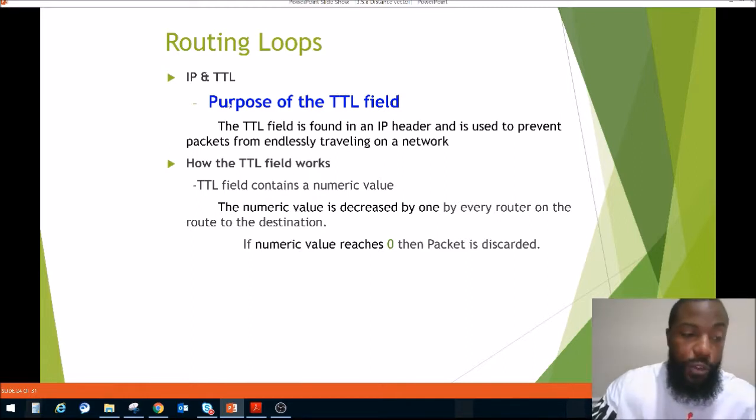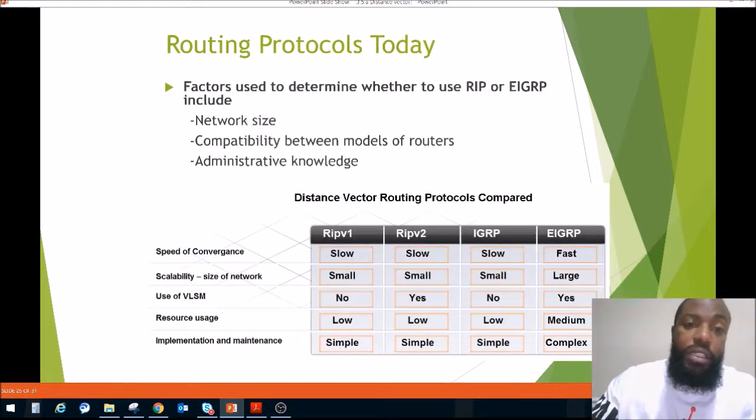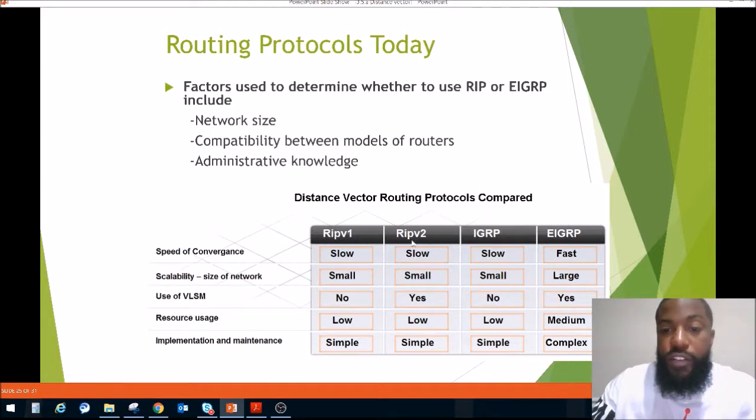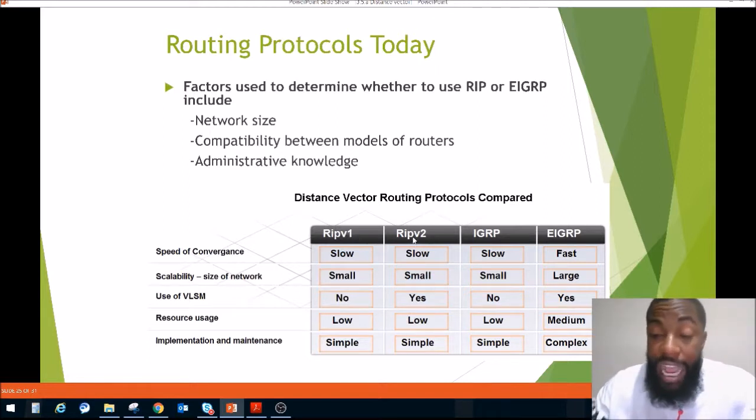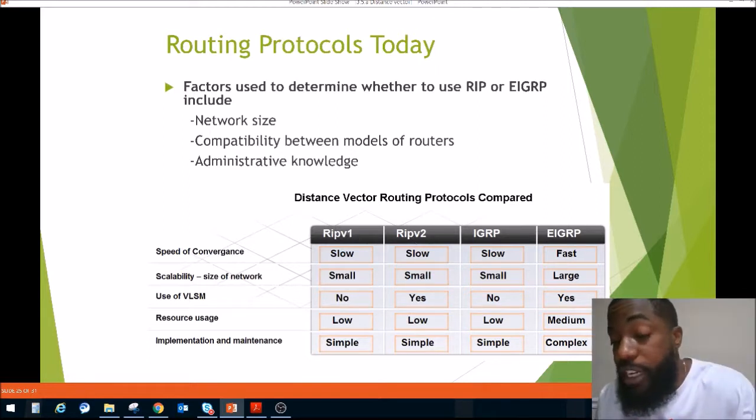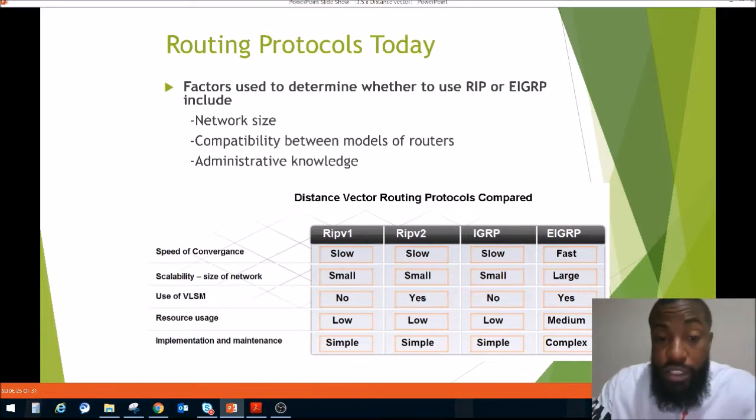Again, if you want further information on that, go back to the other video. It basically stops loops from happening. Routing protocols today, RIP version 1 and version 2. Again, I said I have yet to see them being used on the live network. As you can see, these are pros and cons to them, right?